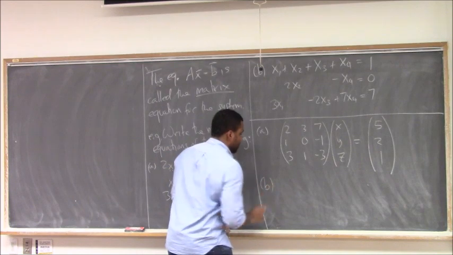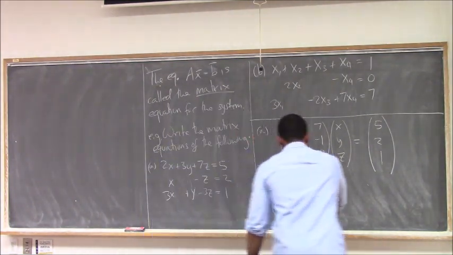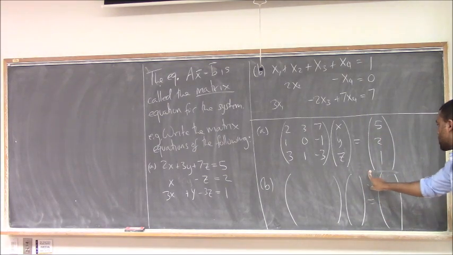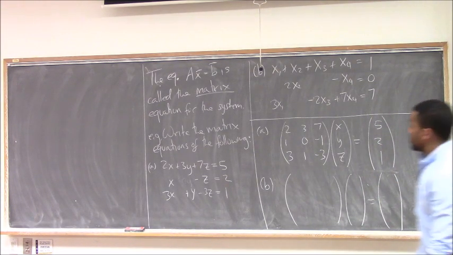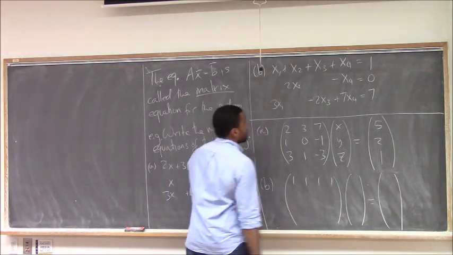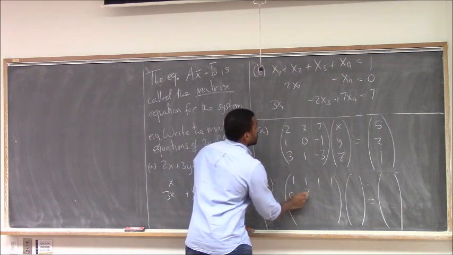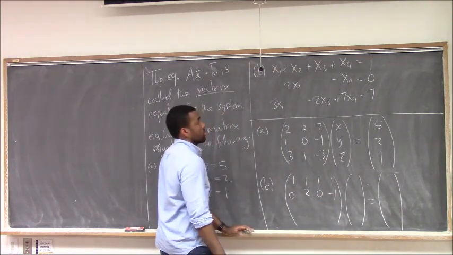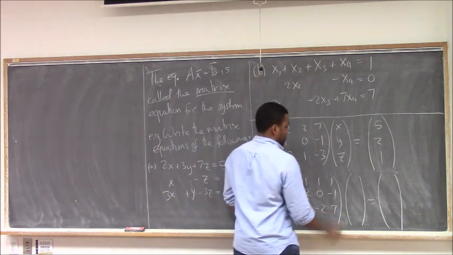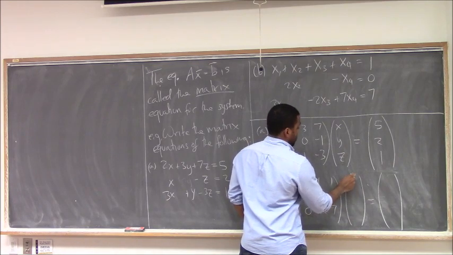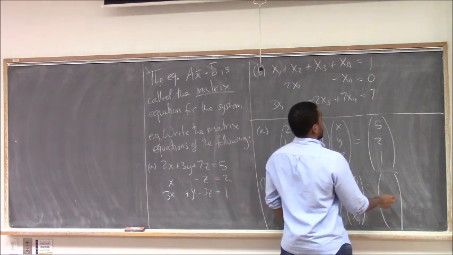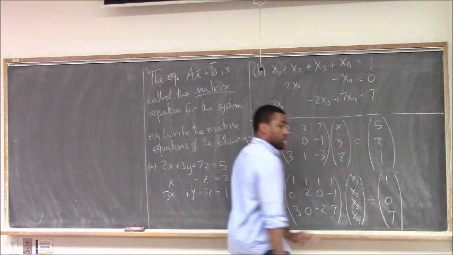Again, let's look at this one. So first row, what is going to be? 1, 1, 1, 1. Then 0, 2, 0, negative 1. Then 0, 2, 0, negative 3, 0, 1. Then 3, 0, negative 2, 7. And the variables are x1, x2, x3, x4. Right, it's like that.